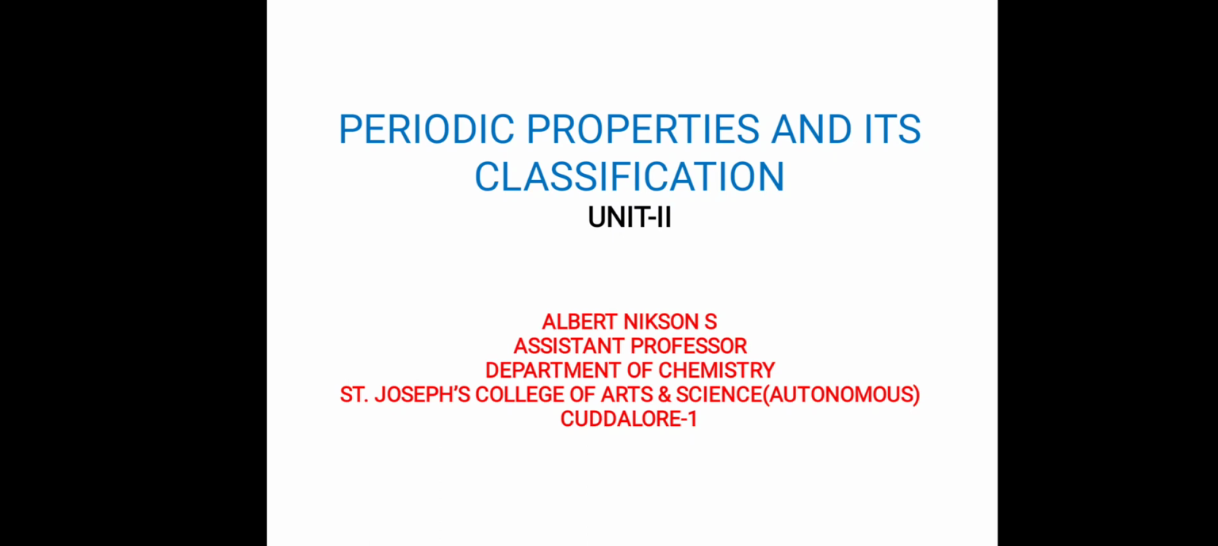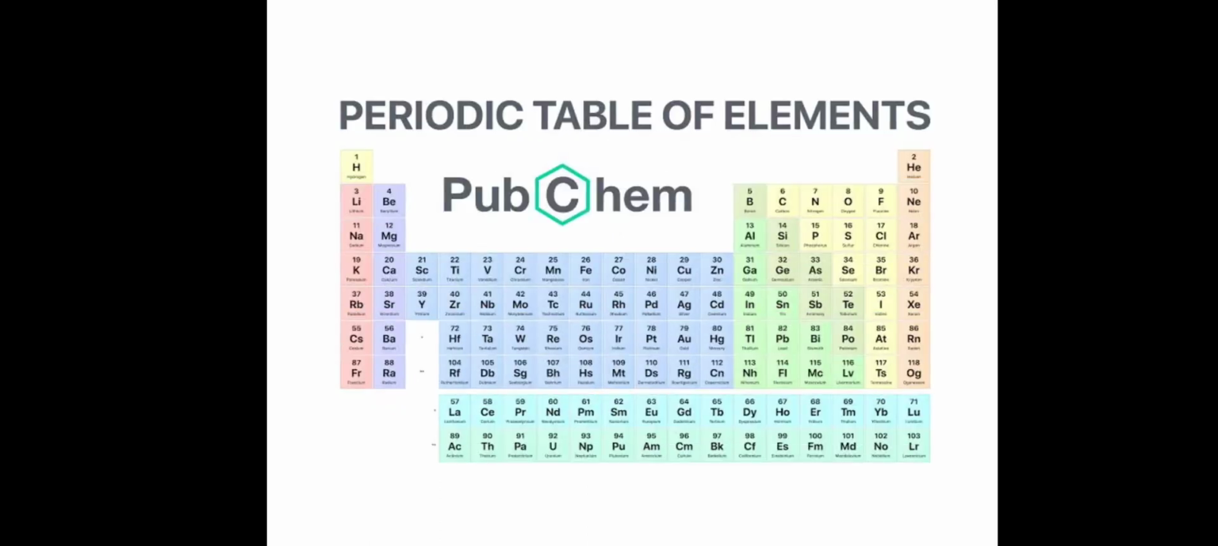The topic we are going to discuss is periodic properties and its classifications. This is a modern periodic table, right? So it contains s block, p block, d block and f block.